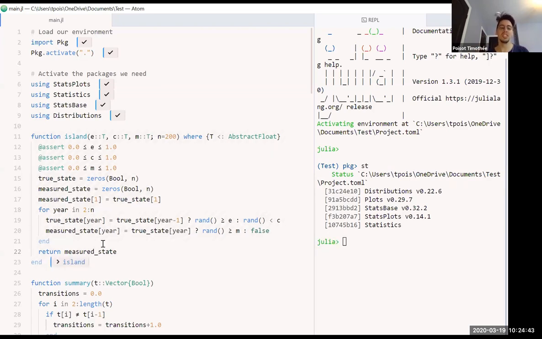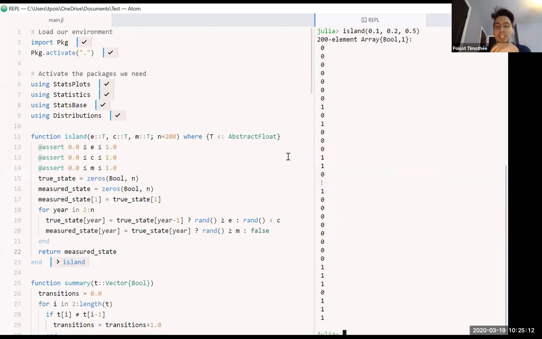So at this point in this simulation model, we never know what the actual state of the island is. All we know is our measurement. So just to give you an idea, let's say we do this simulation where we have a 10% chance of going extinct, a 20% chance of colonizing, but we do the wrong observation about half the time. Then the time series which we get is something like this: 0, 0, 0, 0, 0, 0, 1, 0, 1, 0, 0, 1, for 200 time steps. And we can do it again, and then we would get a different time series.